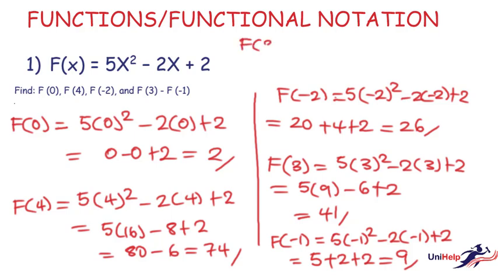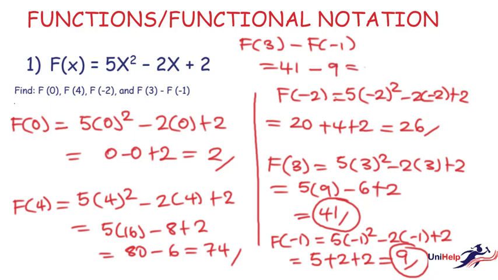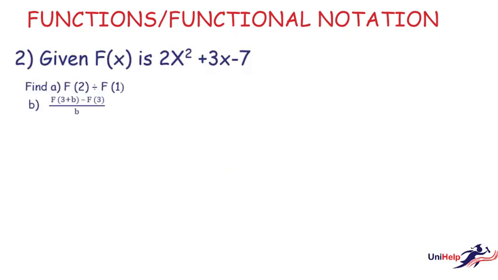Therefore, f of 3 minus f of negative 1 is equal to 41 minus 9, which is equal to 32. That's it for this problem. Let's look at the next problem. F of x is equal to 2x squared plus 3x minus 7. We're asked to find f of 2 divided by f of 1 in part A.